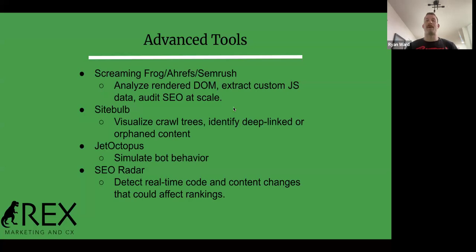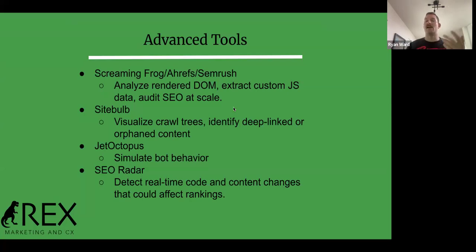But again, going back to this tool, Sitebulb can help you understand your crawl trees, identify deep linked content that's harder to find by crawlers, and potentially orphaned content. Orphaned content, if you're not familiar with that term, is content on your website that's not linked internally, or is basically not being seen by crawlers.